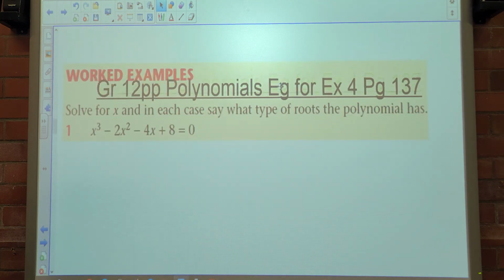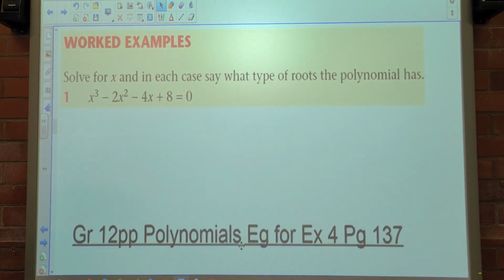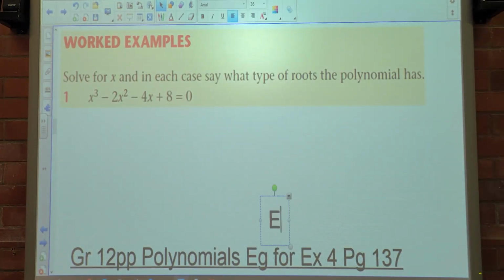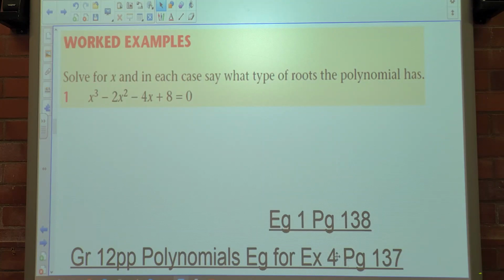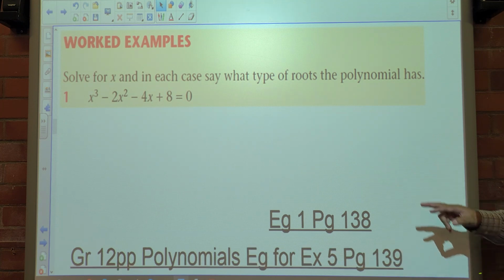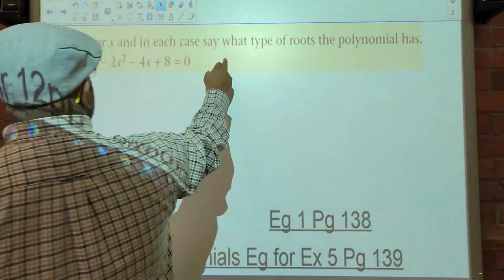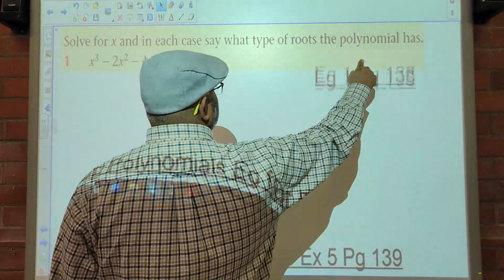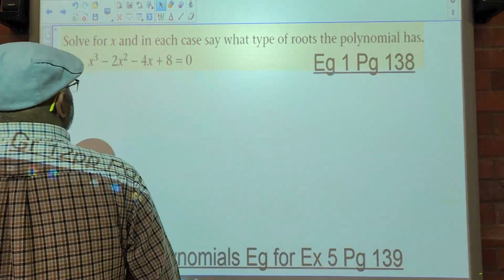Alright, so let's look at example 1. Example 1 is on page 138. And then we're looking at the examples for exercise 5 on page 130. Alright, the question says solve for x and in each case say what type of roots the polynomial has. Okay. So where do we start?